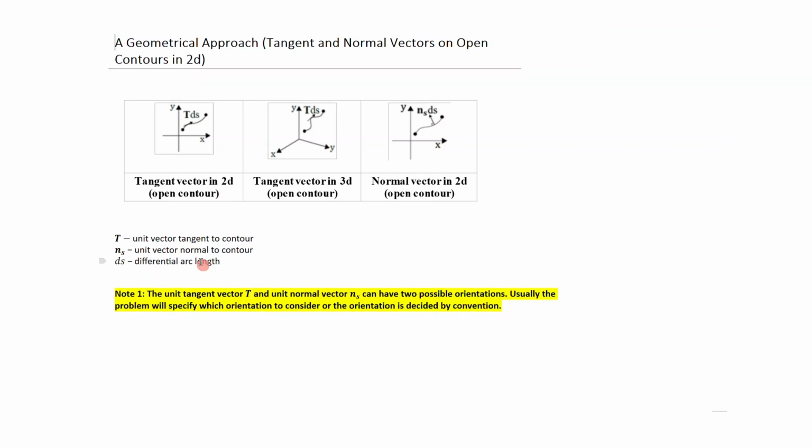So, definitions shown here. I just want to make a comment. Note 1: the unit tangent vector T and the unit normal vector n subscript s can have two possible orientations. For instance, you can talk about a tangent vector moving from left to right or from right to left, and the normal vector could be pointing either upwards or downwards. Usually the problem will specify which orientation to consider, or the orientation is decided by some specific convention, which is usually tied to the use of right-handed coordinate systems.